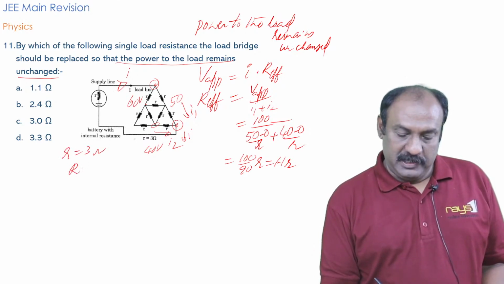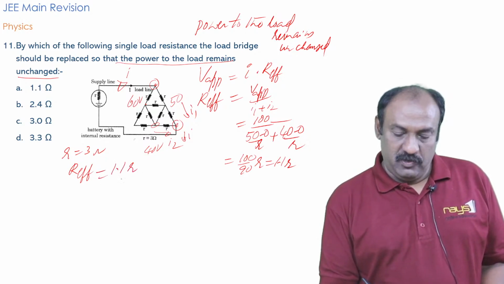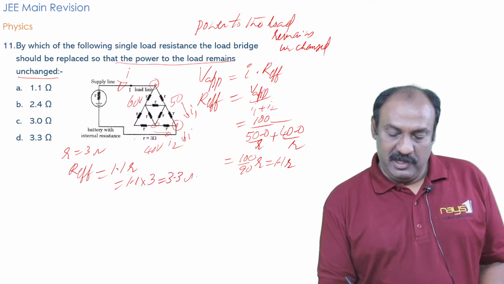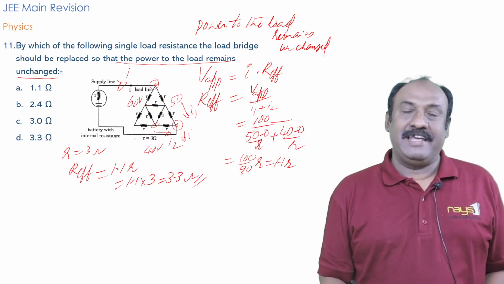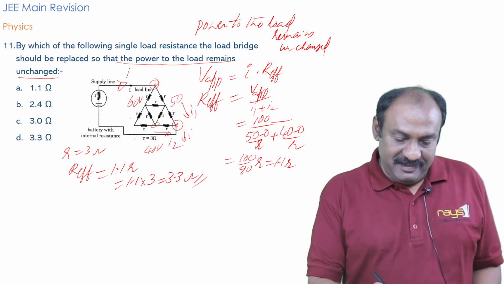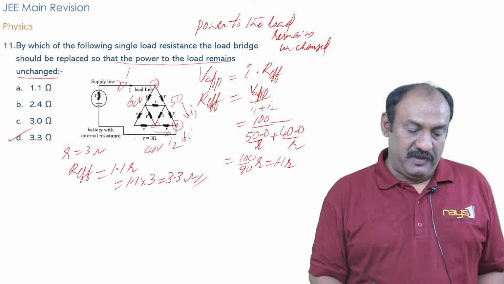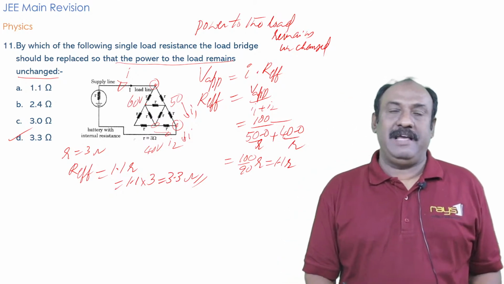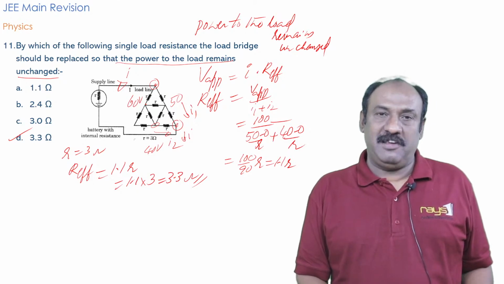So R effective of the load bridge circuit is equal to 1.1 into R, and the R value is 3, that is 3.3 ohm. The equivalent resistance value of the single load resistance is 3.3 ohm, which is the answer for question number 11. I solved this question by using the nodal analysis method, or zero potential method.